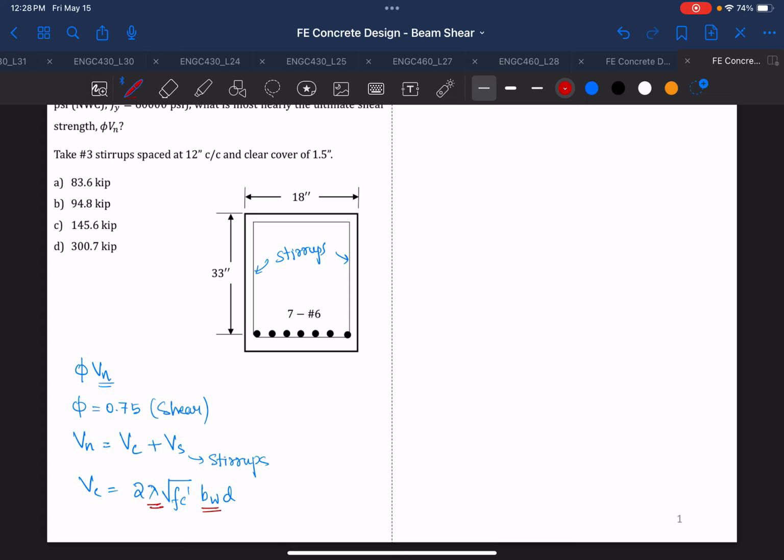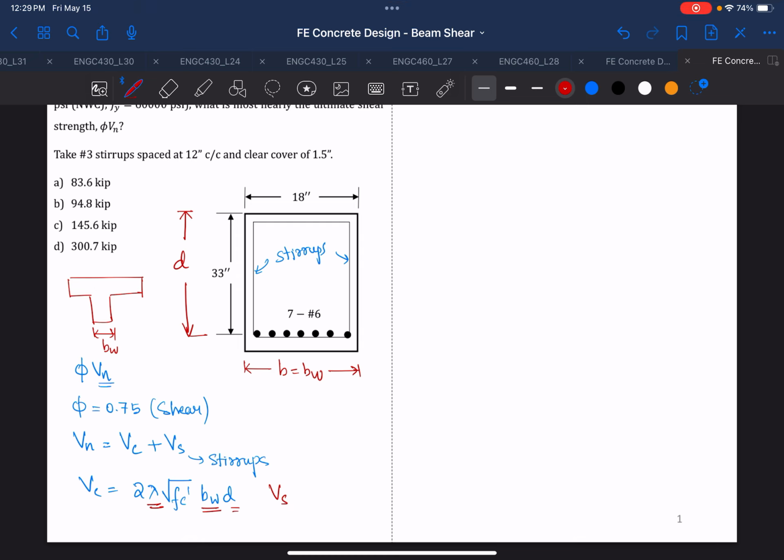And what is bw? bw is your width of web. Remember that if it is a T beam, this is bw, which is the width of web. But in a rectangle, this is b, which is equal to bw. And d is your effective depth. In this case, effective depth will be the CG of your steel to the top layer in your compression, and that will be your d, or effective depth. And so that is your equation. Again, this equation is given in your FE manual.